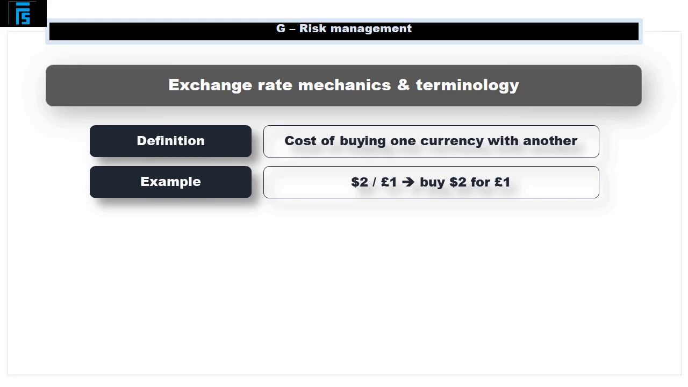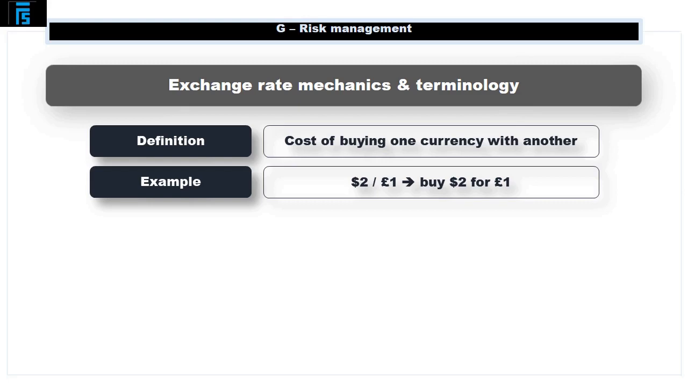The same relationship could be expressed as £0.5 to $1, and either way, the rate at which the currency could be exchanged now is referred to as the spot rate or spot.